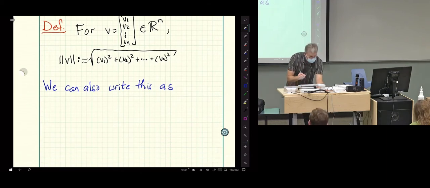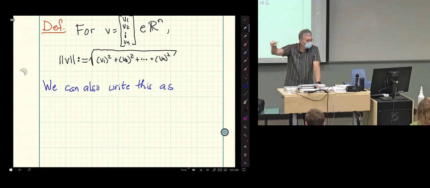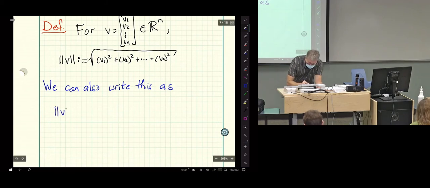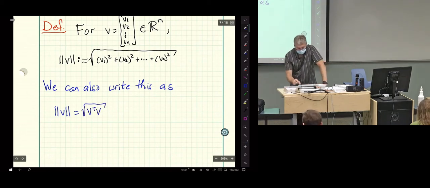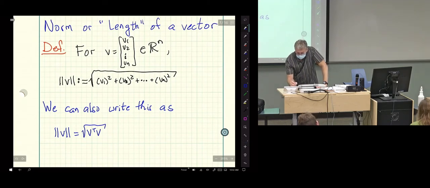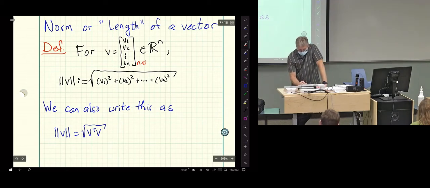Okay, so remember when we did y transpose times y and we got y1 squared, y2 squared, etc.? The same thing happens here. The norm of v is the square root of v transpose v. Right, so this is n by 1. The transpose will be 1 by n, times an n by 1 is a 1 by 1. It's just the sum of the squares. So this and this are the same.